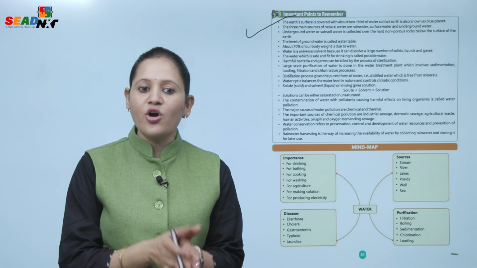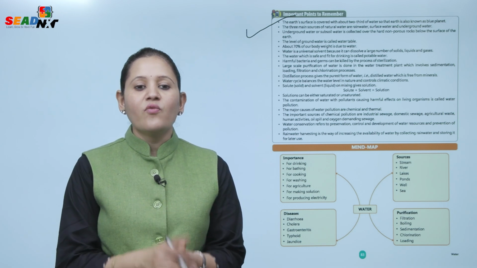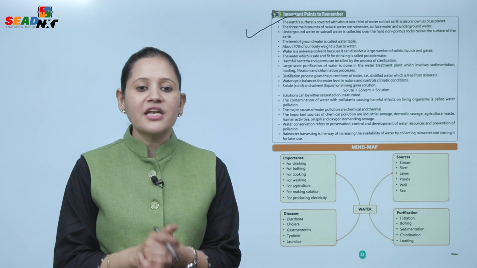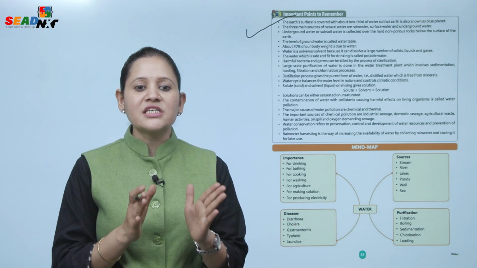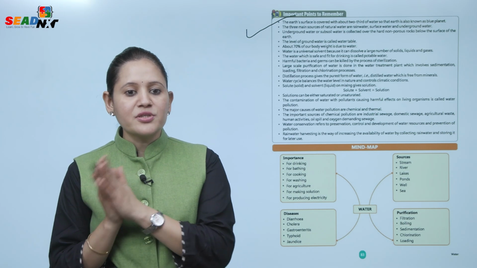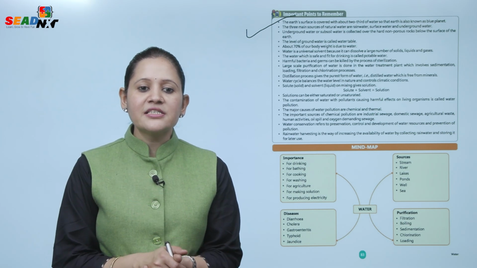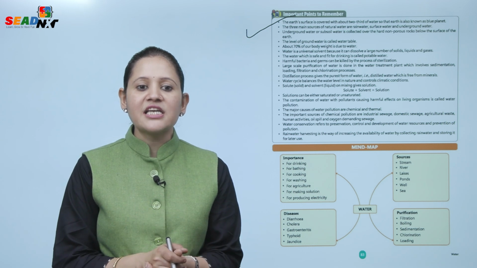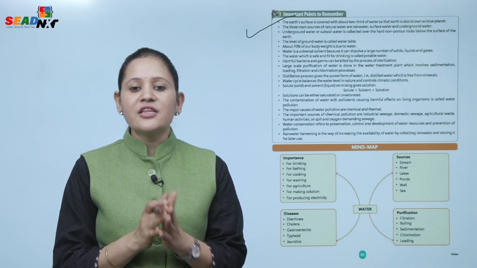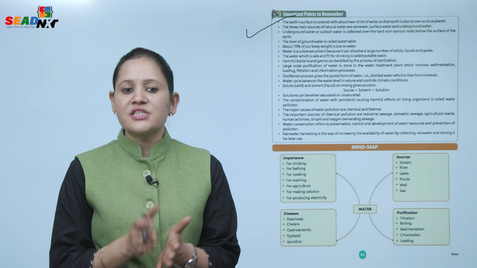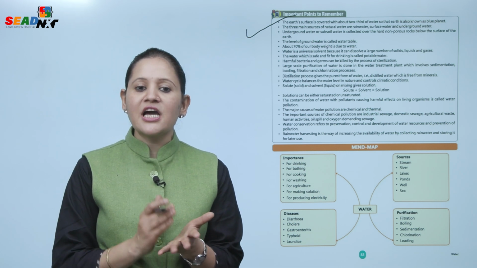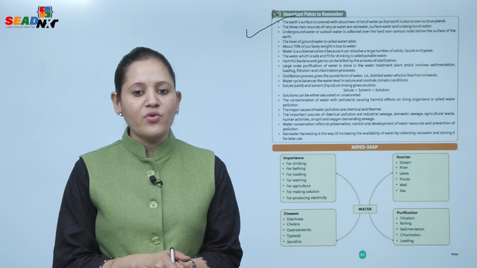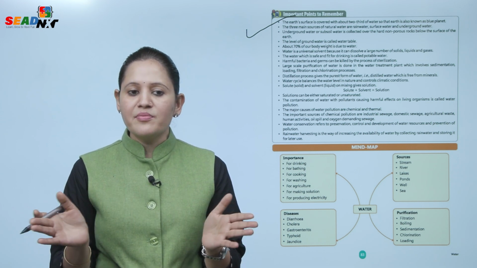About 70% of our body weight is due to water. Water is a universal solvent because it can dissolve a large number of solids, liquids and gases. The water which is safe and fit for drinking is called potable water. Harmful bacteria and germs can be killed by the process of sterilization. Large-scale purification of water is done in the water treatment plant, which involves sedimentation, loading, filtration and chlorination. Distillation gives the purest form of water, distilled water, which is free from minerals.